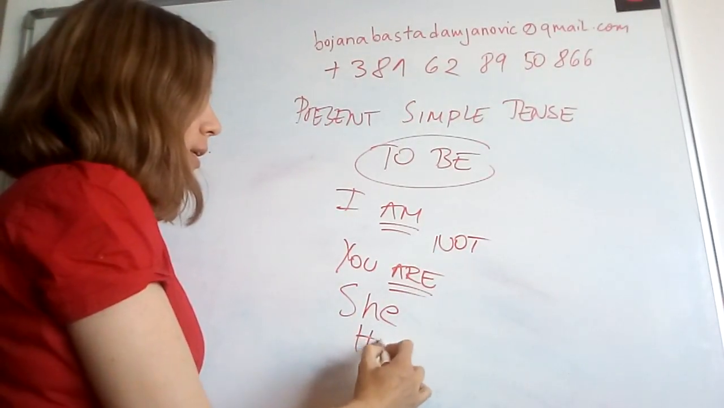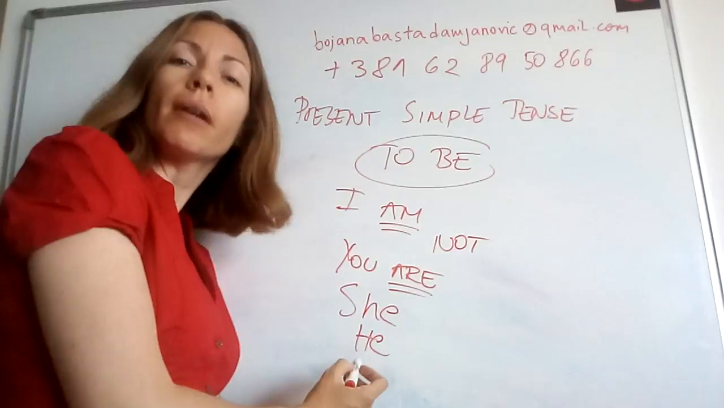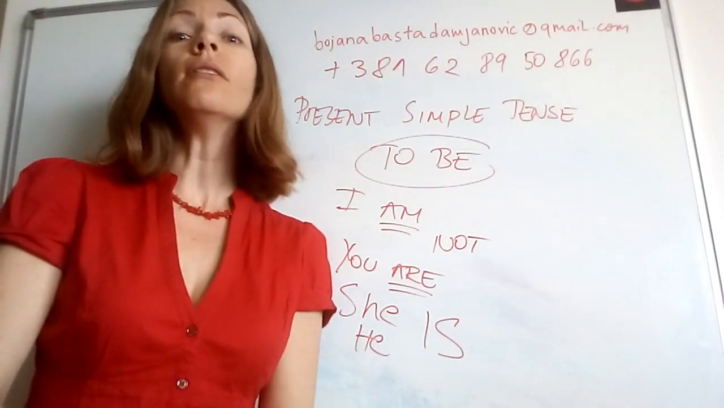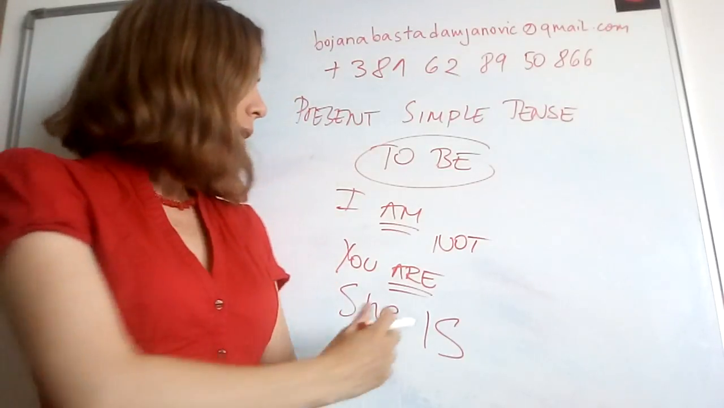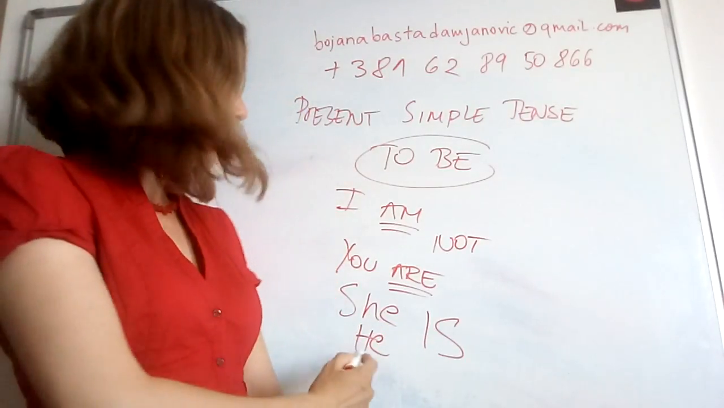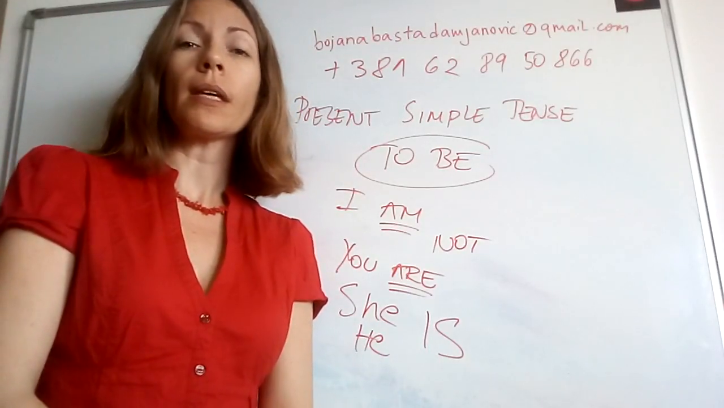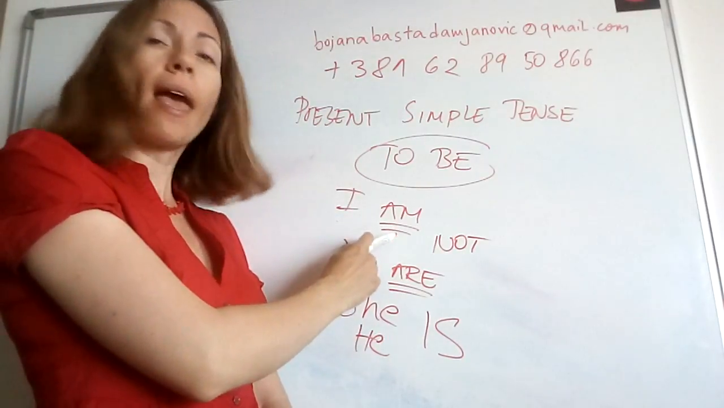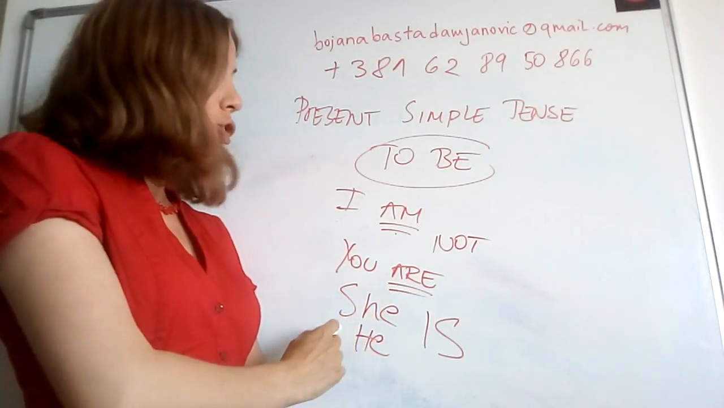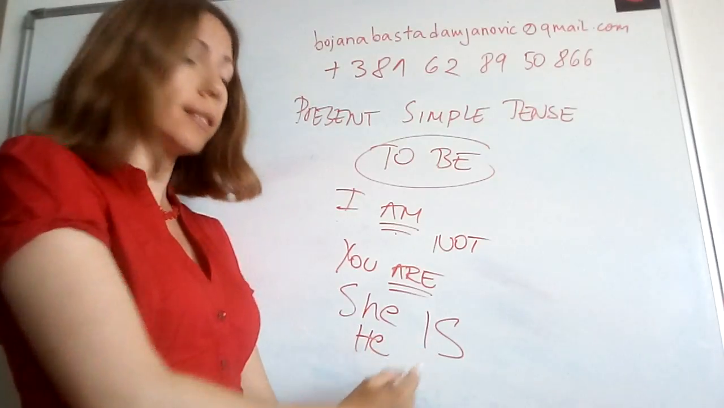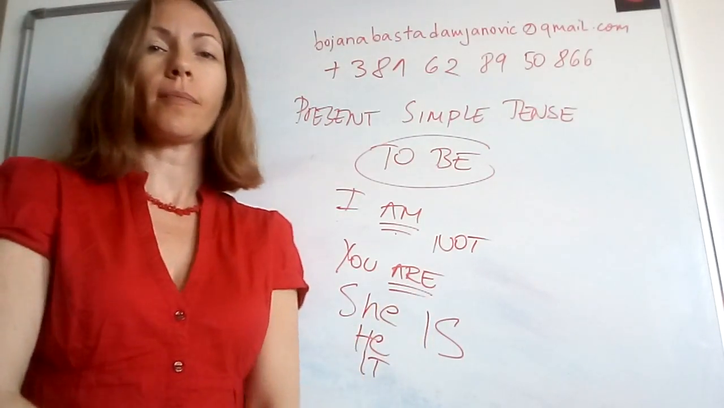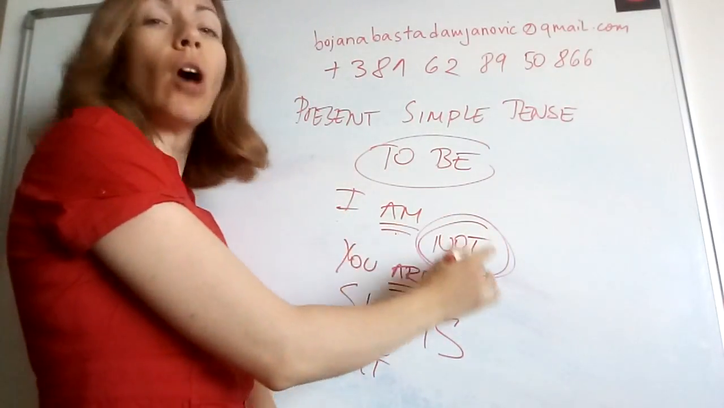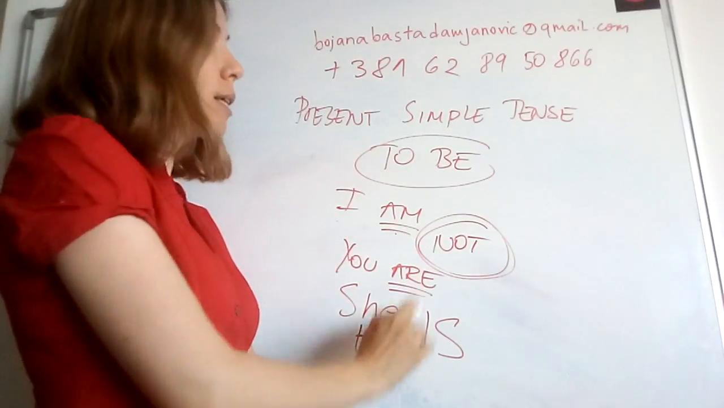Okay. She or he. She, my mother. He, my father. Is. She is a nurse. She is a dentist. He is a doctor. He is a taxi driver. Okay? So I am, you are, she is, he is, and it is. Okay. Negative, add not. I'm not. You are not. He is not.